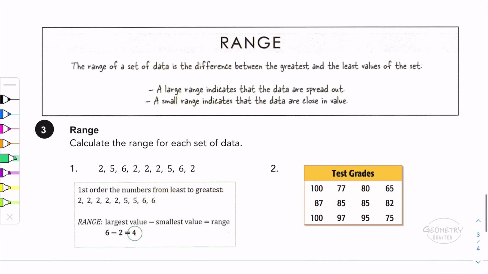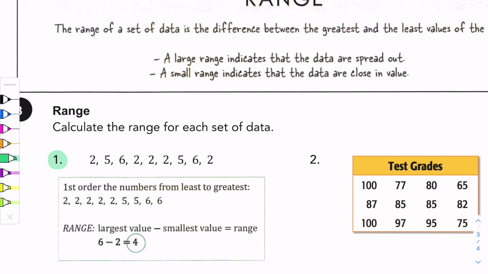Let's look at number 1, and then I'm going to have you do number 2 by yourself. Number 1, we have the data set 2, 5, 6, 2, 2, 2, 5, 6, 2. So I ordered the numbers from smallest to largest, and in order to find the range, I looked at the largest number, 6, and the smallest number, 2. I subtracted those to give me the range of 4. 4 is my final answer for the range.